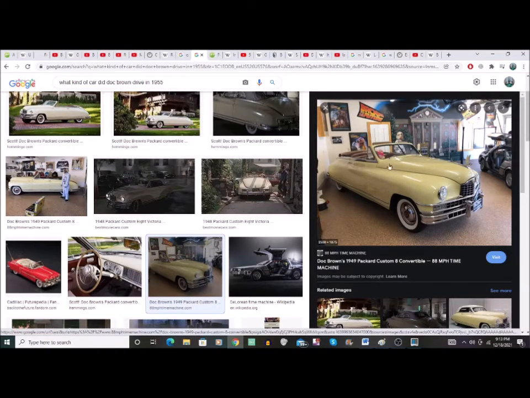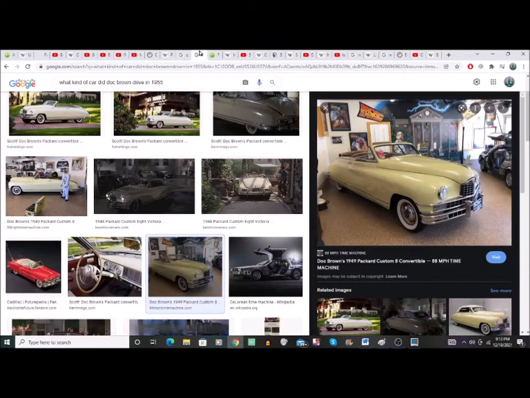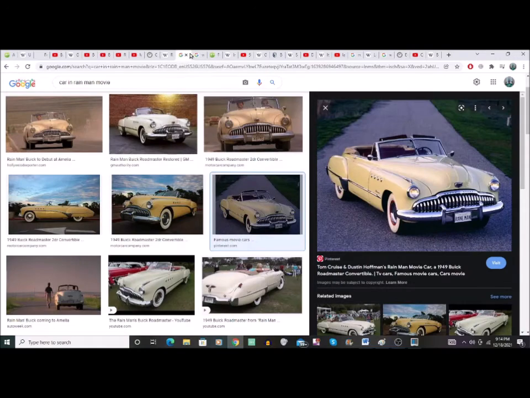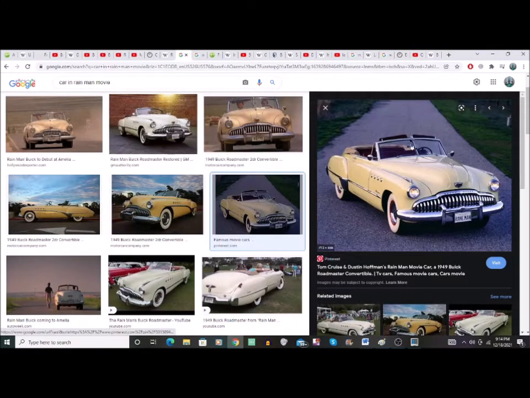But here's this car again. It's not the same car, okay? This is a Packard 8, Doc Brown's car, okay? But you can see the similarity, yeah? I mean, they picked two different cars. You couldn't really... I mean, that to me is a definite reference, yeah? And this is a Buick Roadmaster. So, I mean, it's just absolutely insane.